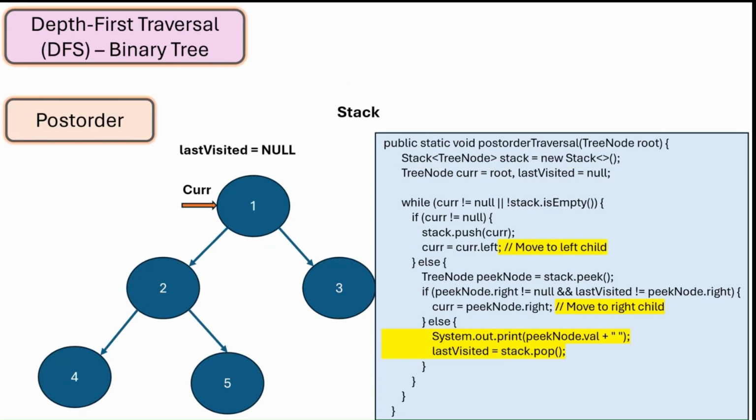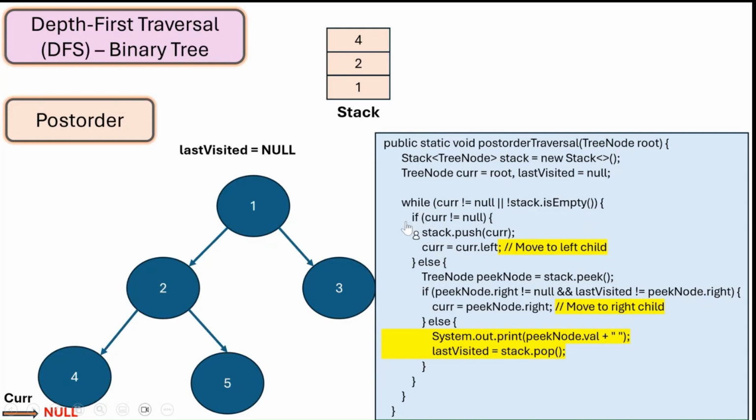Why are we maintaining the last visited? We will understand that soon. So here you can see there is a while loop which will continue till current is at least pointing to some node or stack is not empty. If the current is not null, it will push the current and go for the left, because in post order we visit the left subtree first. So it will push the current which is 1 and then go to the left which is 2. It will push the 2 and then go to the 4. It will push the 4, then the current will go to the left of 4 which is null.